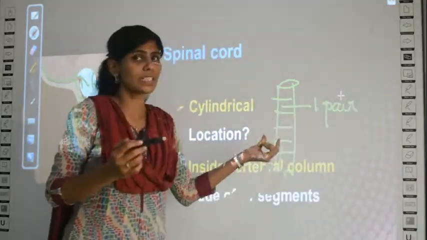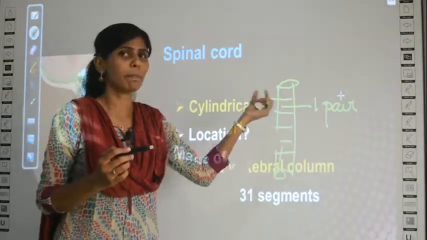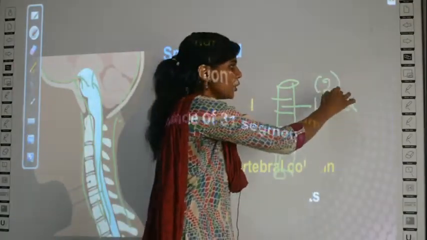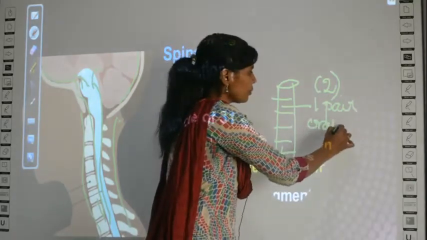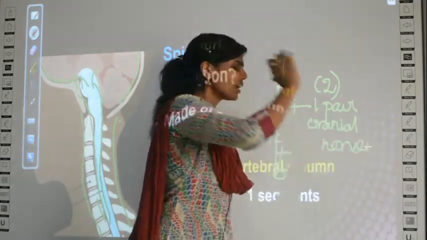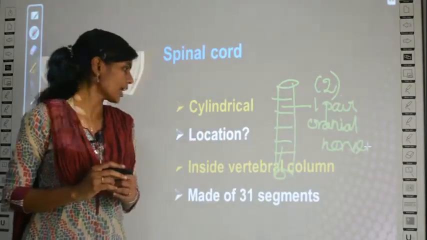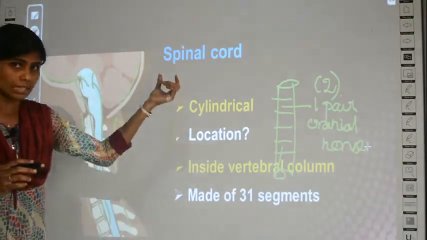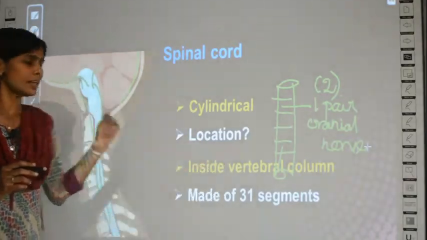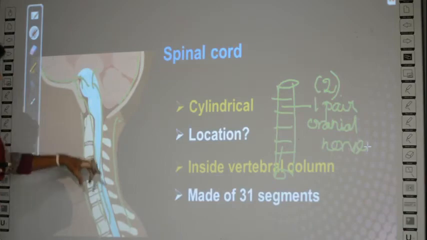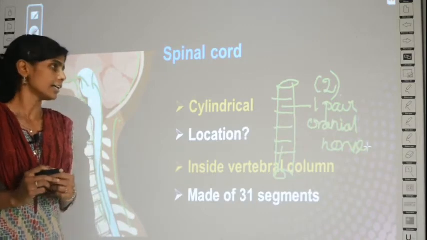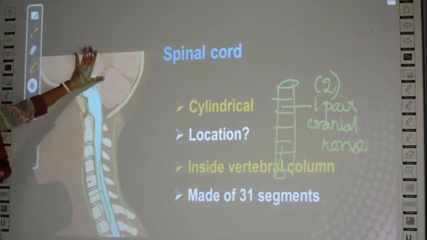There are many segments. Now how many segments? 31 segments are there, no? So every segment is connected to one pair, which means 2. One pair refers to 2 cranial nerves. What is the name of the nerves connected to the spinal cord? It is called cranial nerves. So you have to remember these things. What have we studied about the spinal cord? It is cylindrical in shape and it is divided into 31 segments, it is located inside the vertebral column, and every segment is connected to one pair of cranial nerves. This is about the structure of the spinal cord.